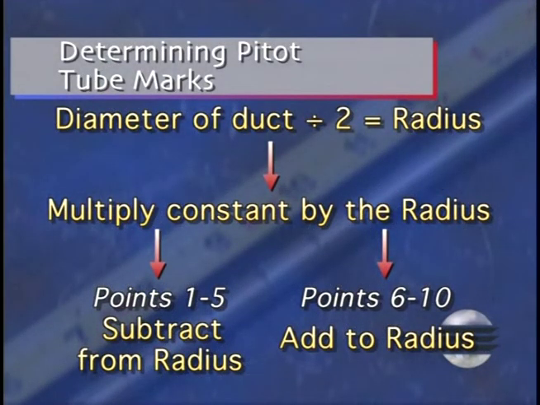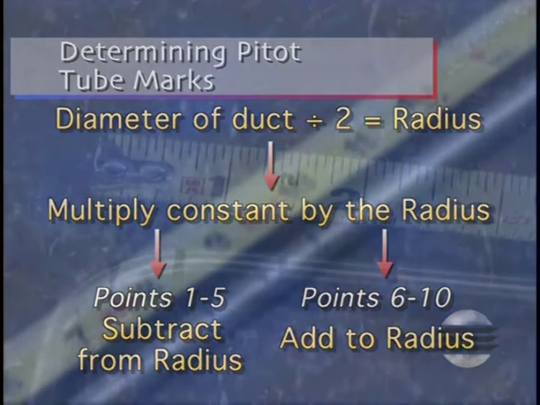To determine where to mark the pitot tube, the technician divides the diameter of the duct by 2 to get the radius, and then multiplies the constant for each traverse point by the radius. For points 1 through 5, the resultant number is subtracted from the radius. For points 6 through 10, the number is added to the radius.